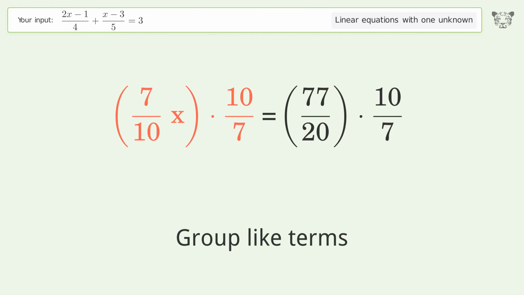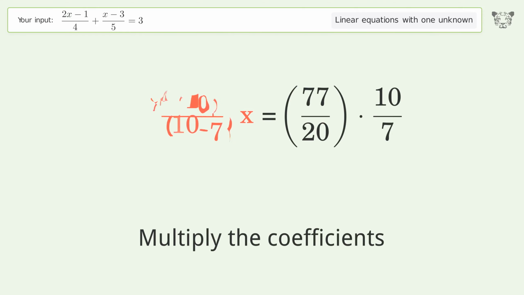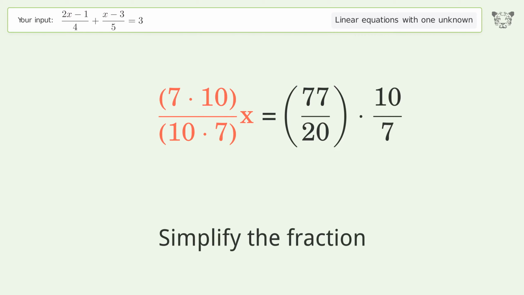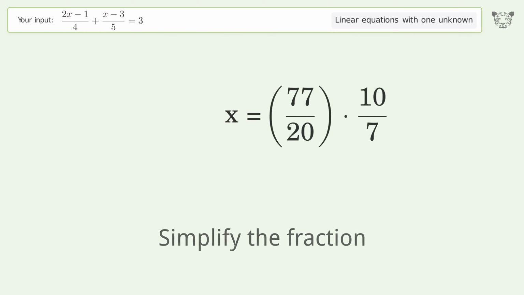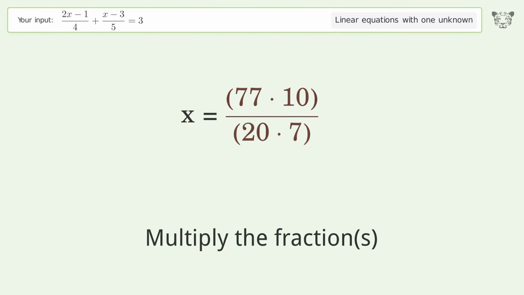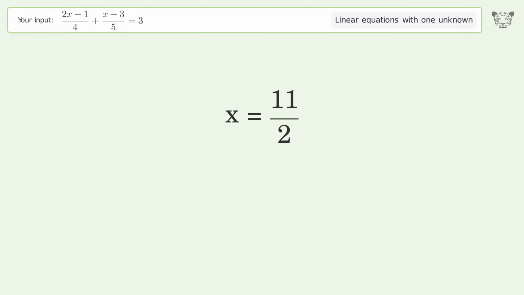Group like terms. Multiply the coefficients. Simplify the fraction. Multiply the fractions. Simplify the arithmetic. And so the final result is x equals 11/2.